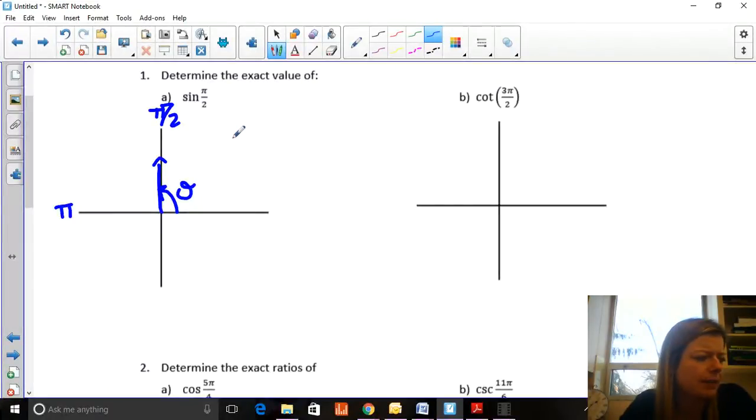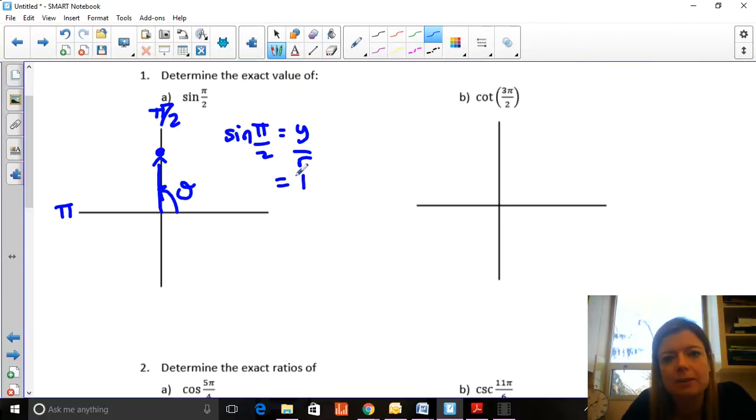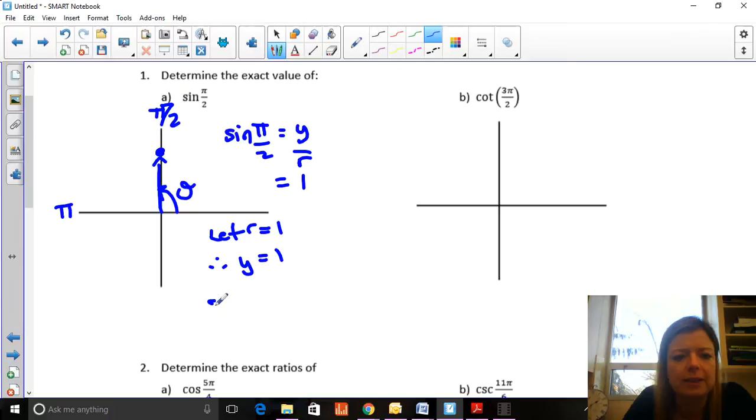So the sine of pi over 2, remember, is y over r. So whatever the y value is here is going to be equal to whatever the radius is. So you're going to get a 1-to-1 ratio. So therefore you get 1. Or you can just say, let the radius of this circle be 1. So therefore y must be 1. So then sine of pi over 2 is 1 over 1, which is 1.